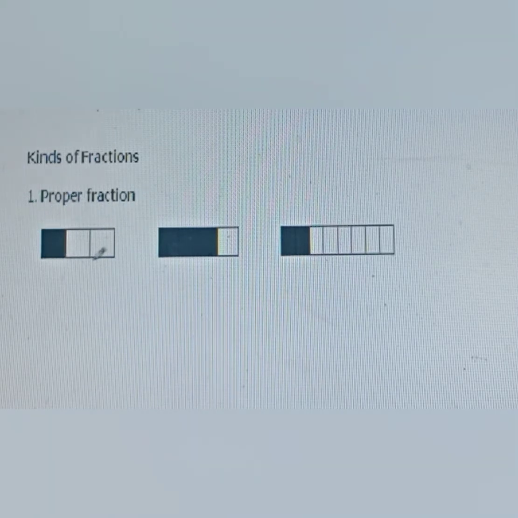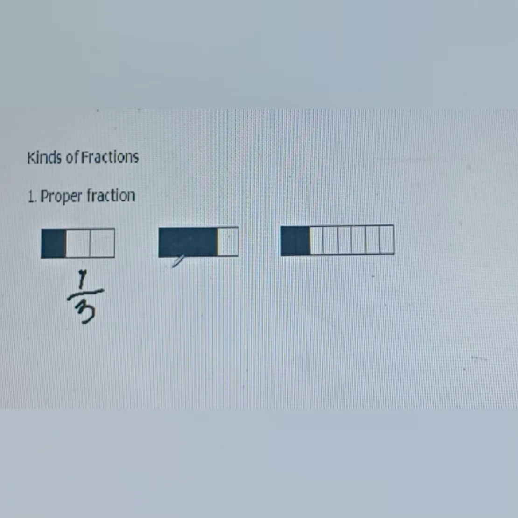Take a look at this first figure here. The whole figure represents one whole. Then it was divided into three equal parts, and one part is shaded. So we can say that 1/3 is shaded, correct? If you notice, that 1/3 is less than one whole because the whole figure represents one whole. So meaning the 1/3 shaded is less than one whole.